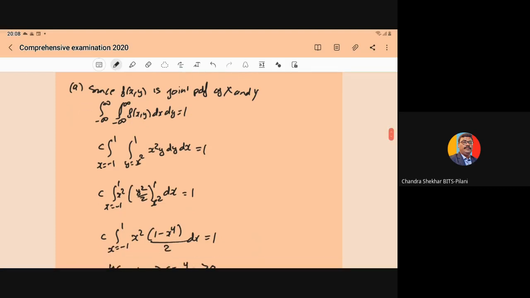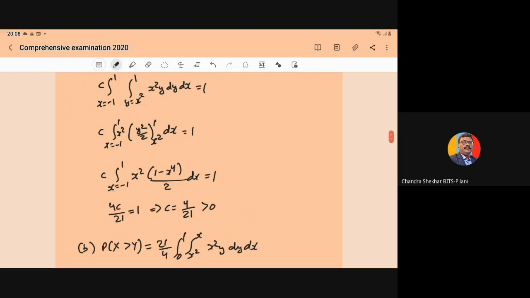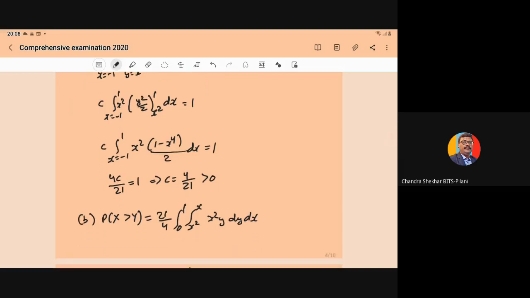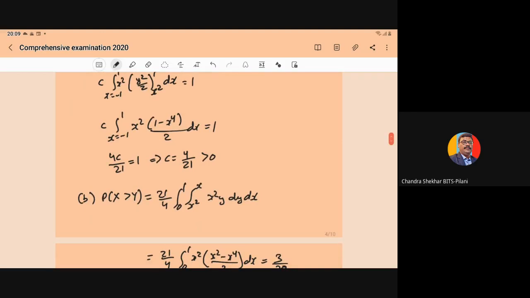So c now, integral from x is equal to minus 1 to 1 of x square dx, and the integral of y dy will be y square by 2 with limits x square to 1. So on putting, you will get the integral x is equal to minus 1 to 1 of x square into (1 minus x to the power 4) upon 2 into dx, and this is equal to 1. So on integration you will get 4c upon 21 is equal to 1, or c is equal to 4 upon 21. Right.